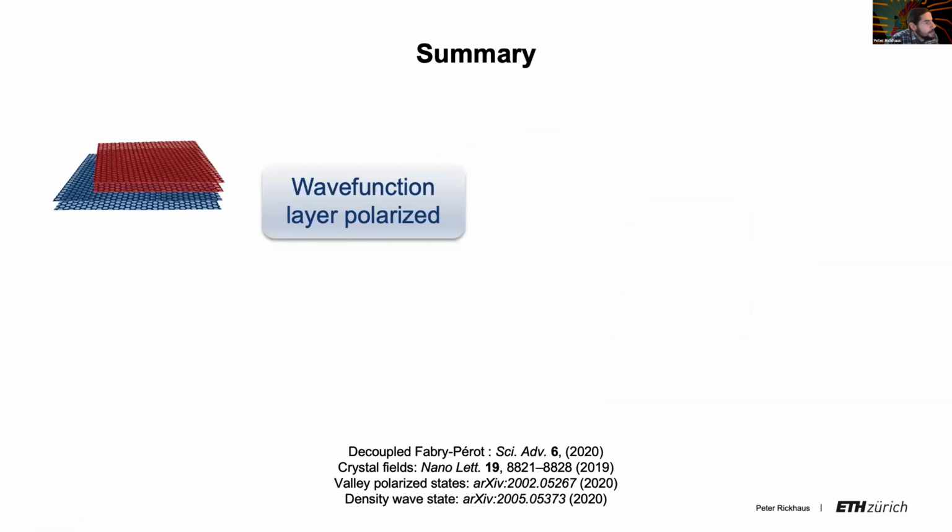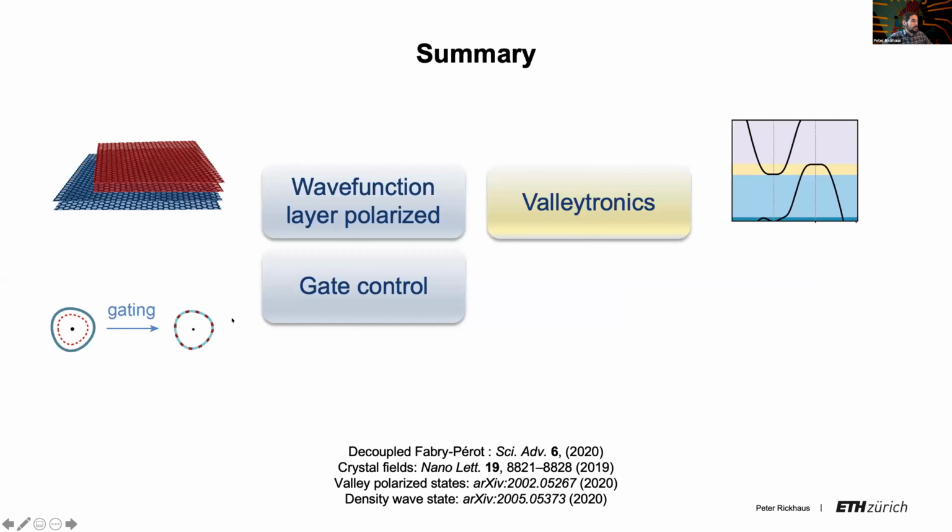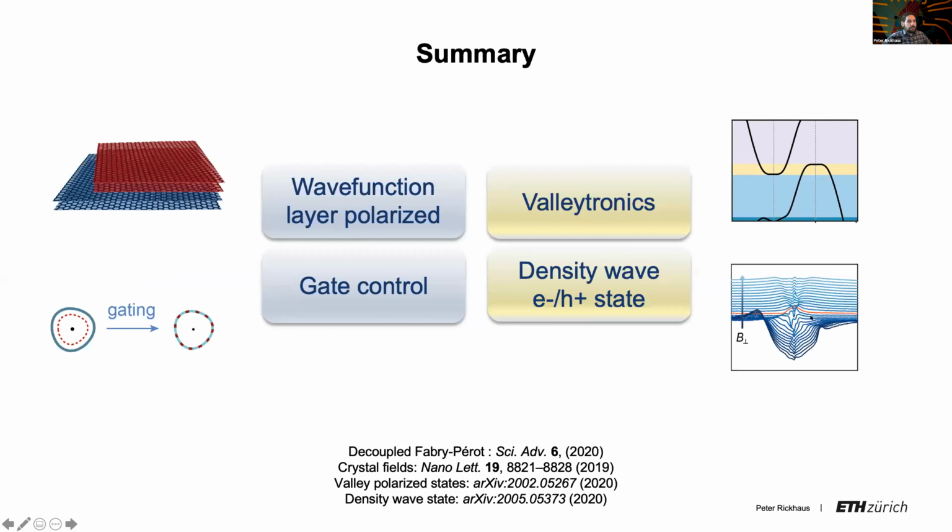And this leads me to my summary. So I've shown that in twisted double bilayer graphene at the intermediate angles, the wave functions are nicely layer polarized. This gives us very good gate control and allows us to match electron and hole Fermi surfaces. And it seems to be also very interesting for valleytronics because we have these valley polarized bands here. And finally, it has led to what we believe is a density wave state in this intermediate twist angle formed out of electrons and holes. And with this, I would like to thank you for your attention.